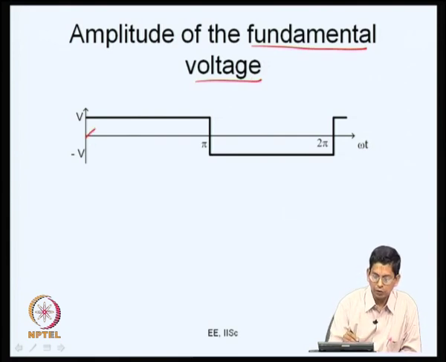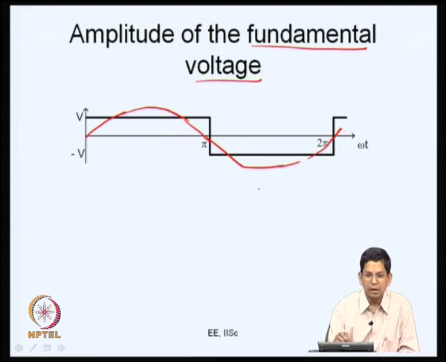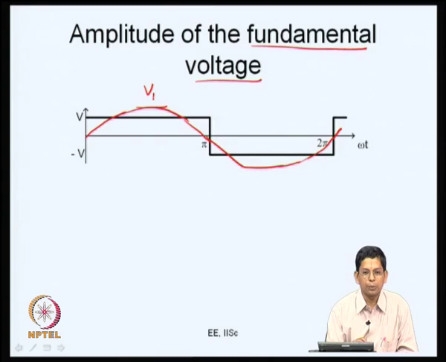If you look at this waveform, it certainly has a fundamental component like this. The fundamental component is a sinusoid of the same periodicity as the original parent waveform, and we are also able to judge the phase. This should be the phase of this sinusoidal waveform. What we do not know is this amplitude. Let me call this V1, we do not know what that amplitude is. So, how can you calculate that?